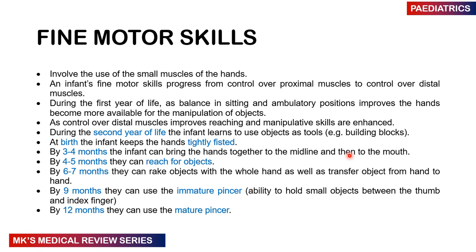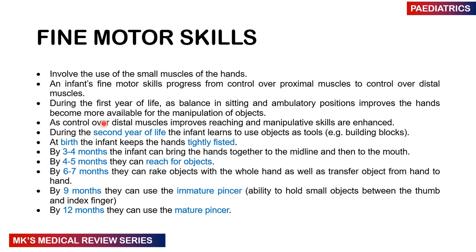What about the fine motor skills? So these are going to be involving the use of small muscles of the hand, and these fine motor skills are going to be progressing over the proximal muscles to control the distal muscles. Then, of course, during the first year of life, as balance and sitting in ambulatory positions improve, the hands become more available for them to now manipulate these objects. So as the control with the distal muscles improves, they are able to reach and manipulate skills, and these are going to be enhancing. Then during the second year of life, the infant actually learns to use the objects as tools, so they can actually play with building blocks.